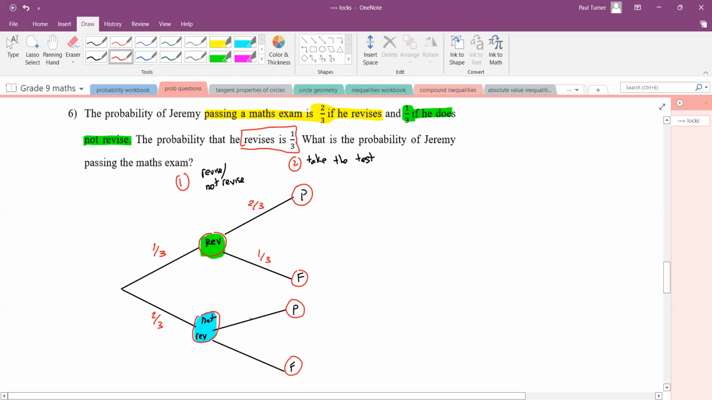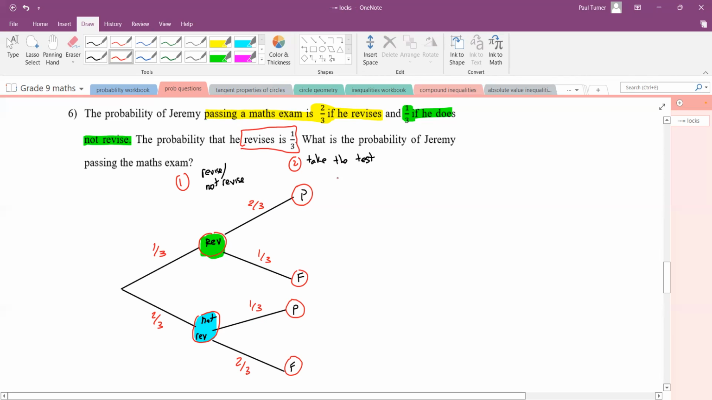1/3 if he does not revise. So this is 1/3 here. And that means that his chance of failing is 2/3. So it kind of makes sense. You'd think if someone's revised for the test, their probability of passing is going to be higher than if they don't revise. And if they don't revise, the chance of failing is going to be higher than if he passes.